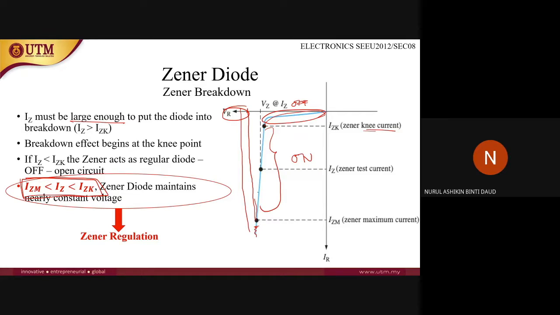So within this range, the Zener diode maintains a nearly constant voltage. Usually the reverse voltage range is very small, but it will produce a lot of current. That's why the Zener diode maintains a nearly constant voltage, and this is what we call Zener regulation, because the voltage change is very small and it is constant. That's why the Zener can be used inside a voltage regulator.